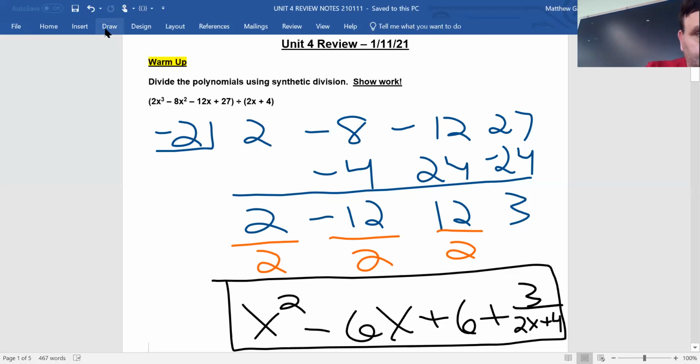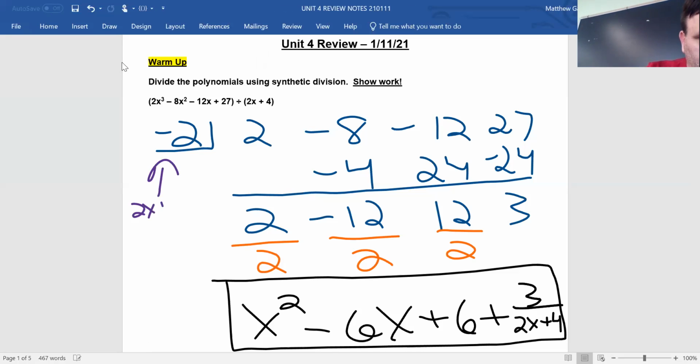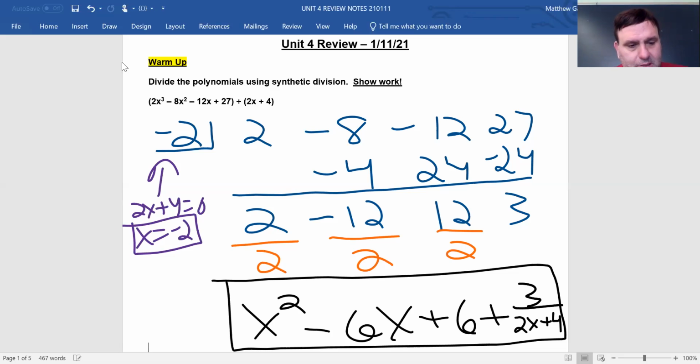And why? Because when 2x plus 4 equals 0, x is -2. So you only have 1 excluded value in this problem. Some of the problems we did on Thursday the 7th had 2, if it was a quadratic. But most of the time, you're going to have 1. Okay?